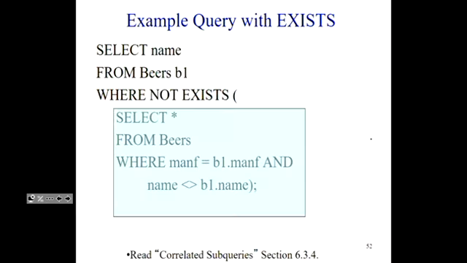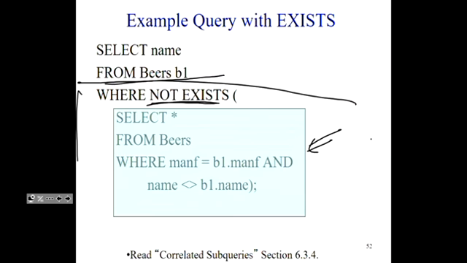So the first part of this is pretty straightforward. Okay, so I want to select the name from beers. So if you ignore everything below this, I want to select the name from beers, where there does not exist, so once again, I'm using the not exists keyword, another beer by the same manufacturer. Okay, that's what this subquery actually means.